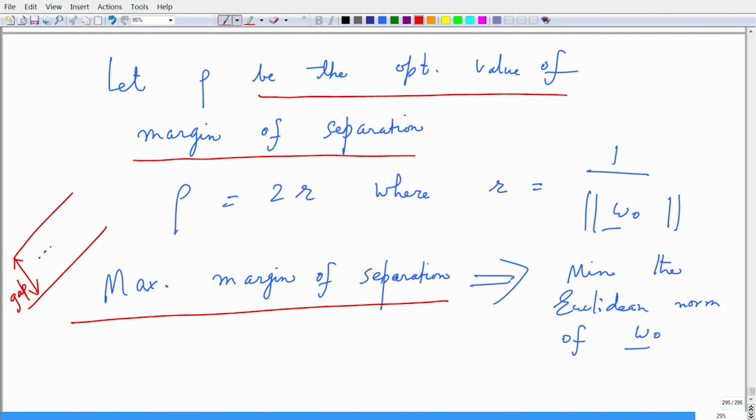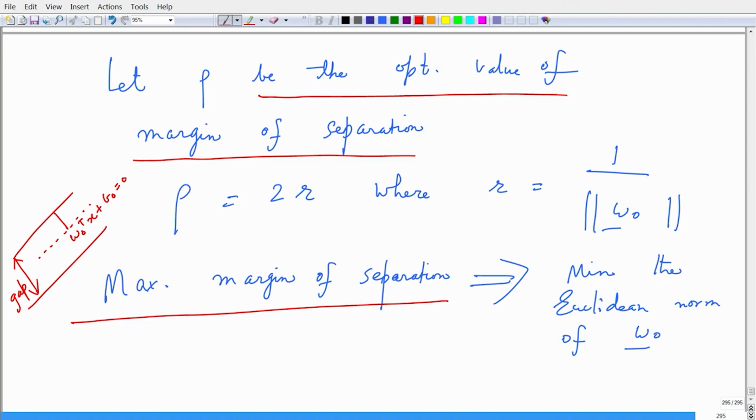If W naught transpose x plus b naught equal to 0 is the equation of the hyperplane, when I evaluate I get plus r for this side and minus r for the other, right. I have this margin of separation. Now r is 1 upon norm of W naught, and I want to maximize this margin of separation, because the bigger the margin the better it is.